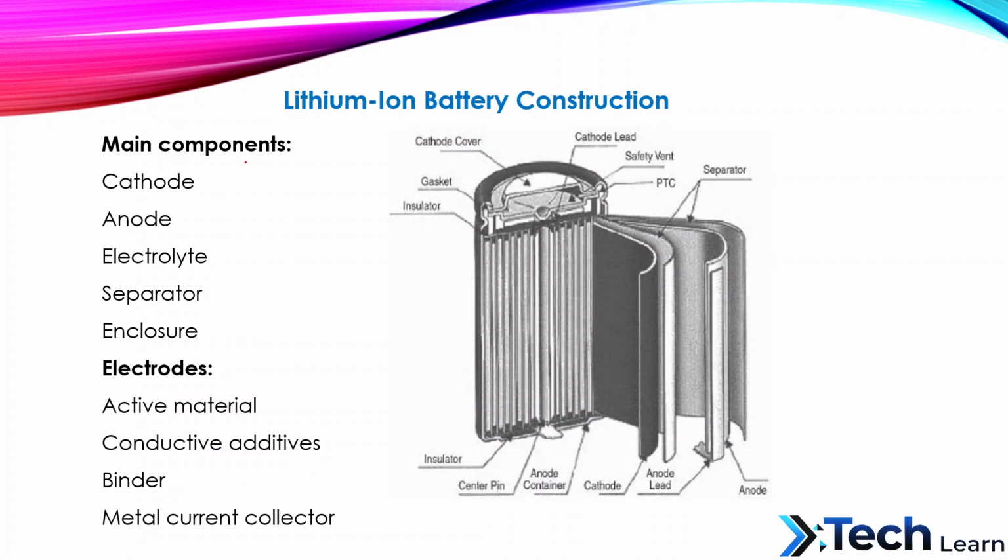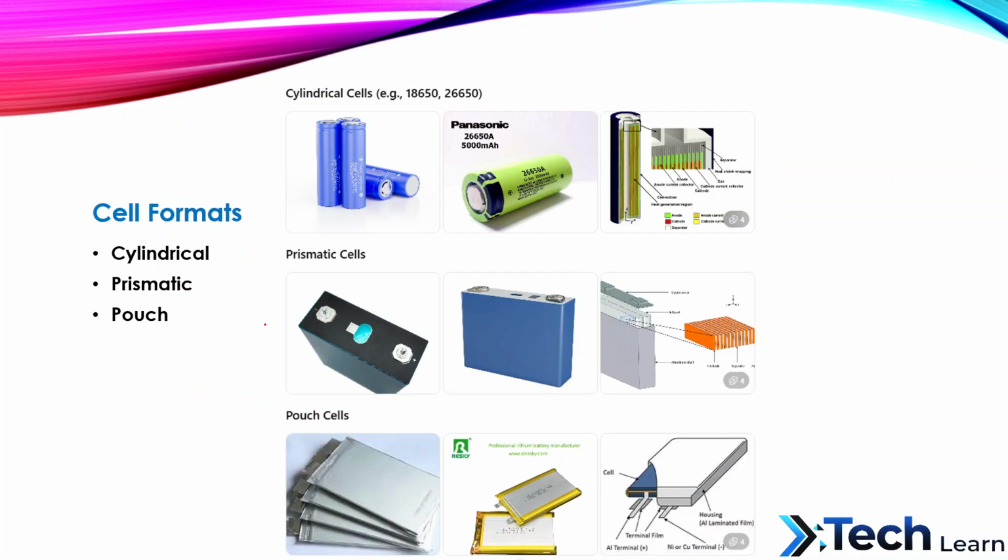First, in the lithium-ion battery construction, we need to remember these five components: cathode, anode, electrolyte, separator, and enclosure. Then we are going to see the different lithium-ion formats. Depending upon the form factor, there are three different cell formats: cylindrical, prismatic, and pouch. What do we mean by form factor? Form factor depends upon the physical dimensions. There are three categories: cylindrical in shape; prismatic, rectangular; and pouch is one type of cell format. We can see the different cell formats here.